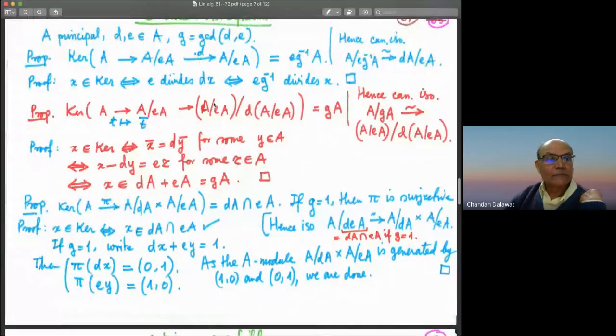And the next thing is, suppose I take the map from A modulo EA to A modulo EA. It's the same as here, except that now I'm not asking for the kernel of the multiplication by D map on A modulo EA. I'm asking for the co-kernel.